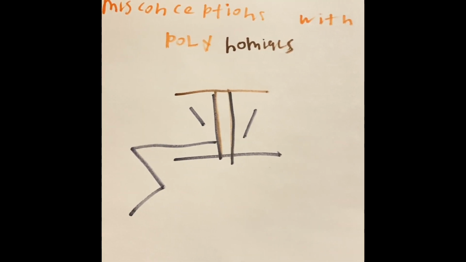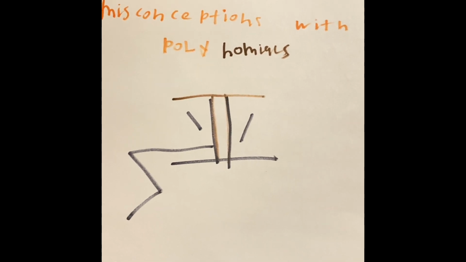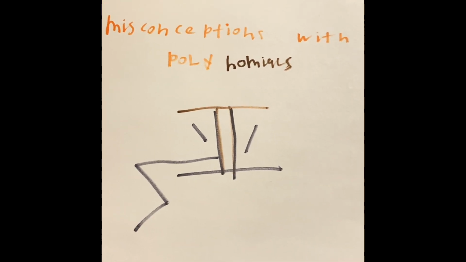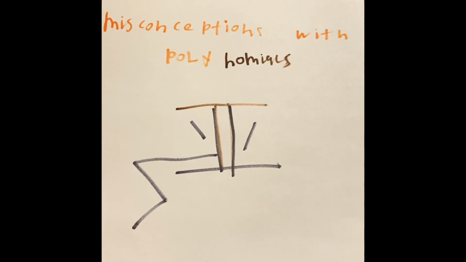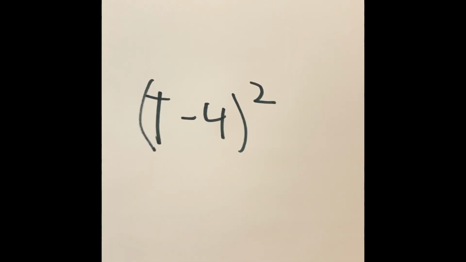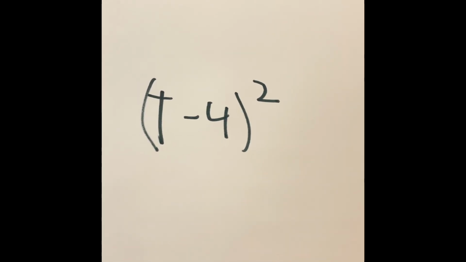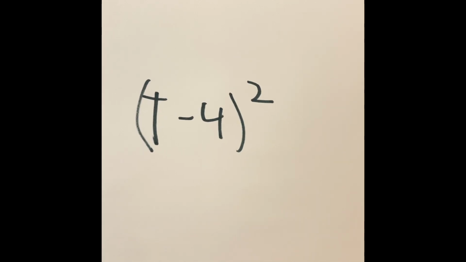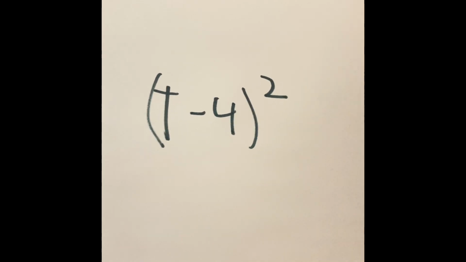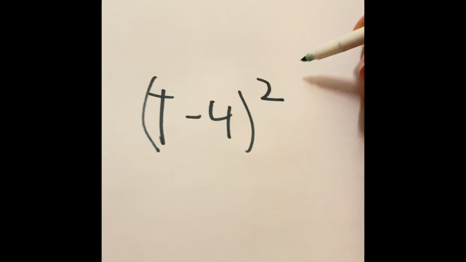Hey, tapping into life's math industry, and we're going to take a look at the misconceptions with polynomials. So, we're going to try and solve this kind of problem because many people in school have a tough time solving this crazy expression. And when you solve it, it's not what you think, because it's (t - 4) squared.